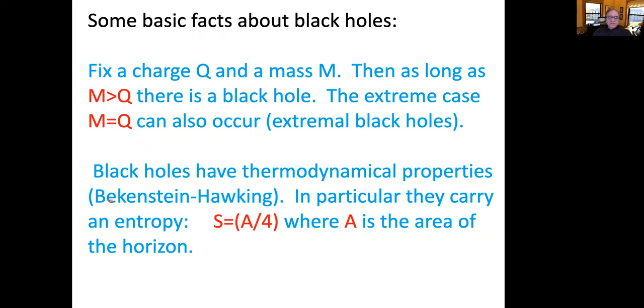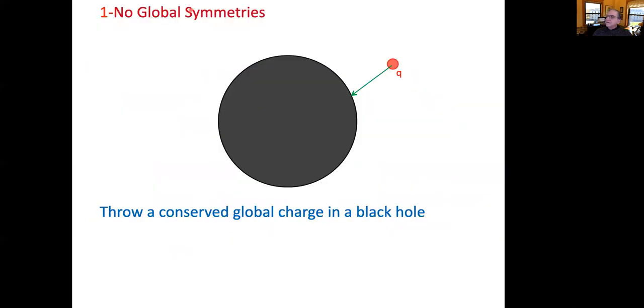As was discovered by Bekenstein and Hawking in the mid 1970s, black holes have thermodynamical properties. In particular, they carry an entropy. The Bekenstein and Hawking computation suggests a collection of possible microscopic states with an entropy which is very big. It goes like the area of this macroscopic black hole, computed in Planck units, divided by 4. So it's a huge entropy. Okay, so this is all I wanted to say about some basic properties of black holes. And we will describe some of the other ones as I go along.